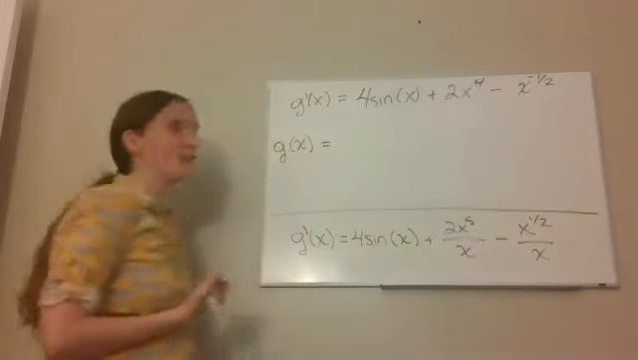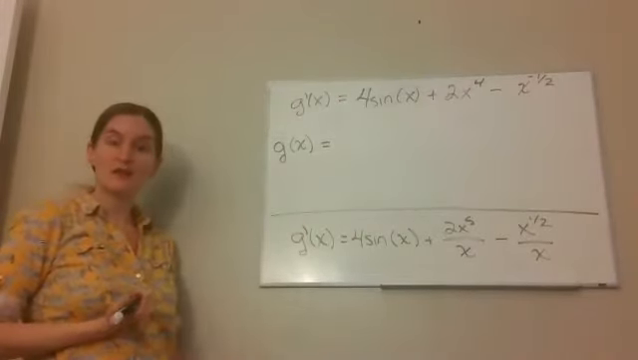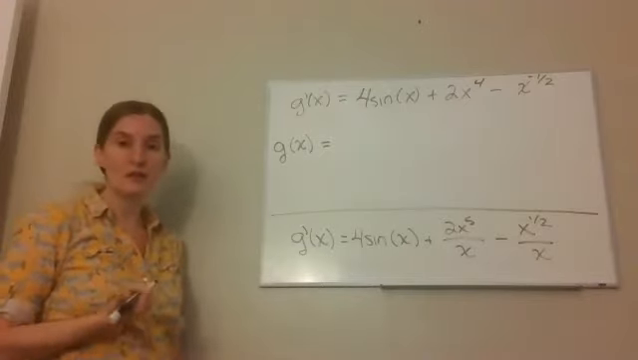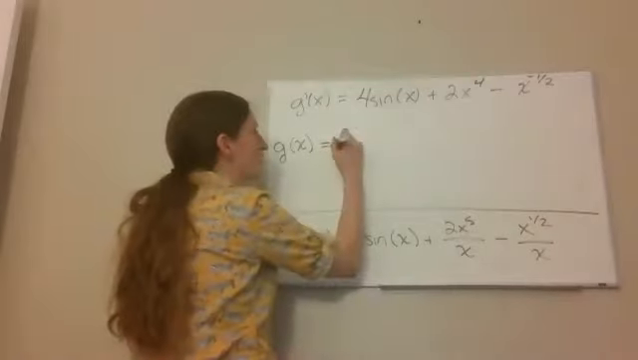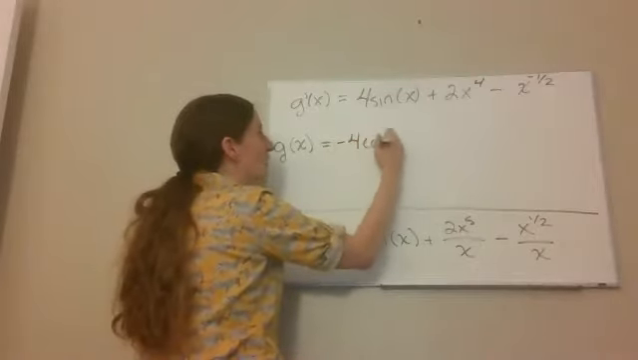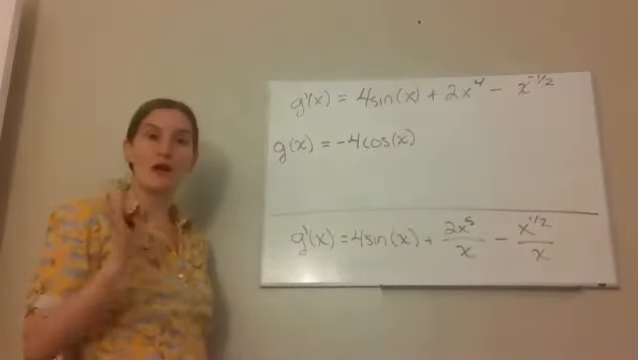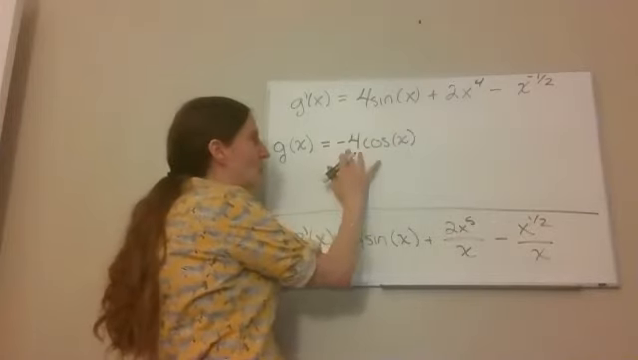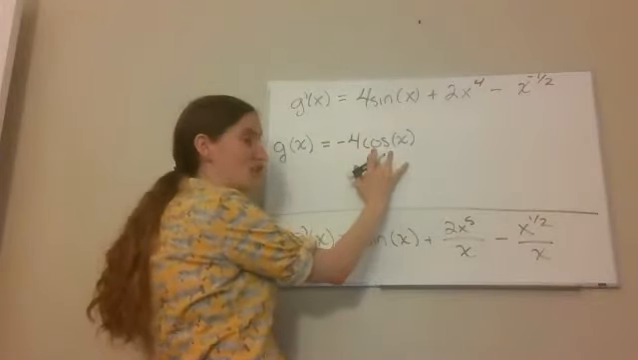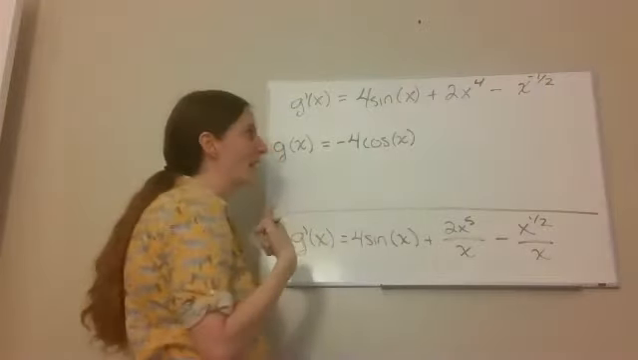Well, let's start with that 4 sine x. Remember from earlier, the antiderivative of sine was negative cosine. Having that 4 in the front doesn't change things too much. It just means I'm going to have negative 4 cosine of x. Double check that before we go on. If I were to take the derivative of this, I would have negative 4 times the derivative of cosine, which is negative sine. So that'd be positive 4 sine, and I got that.